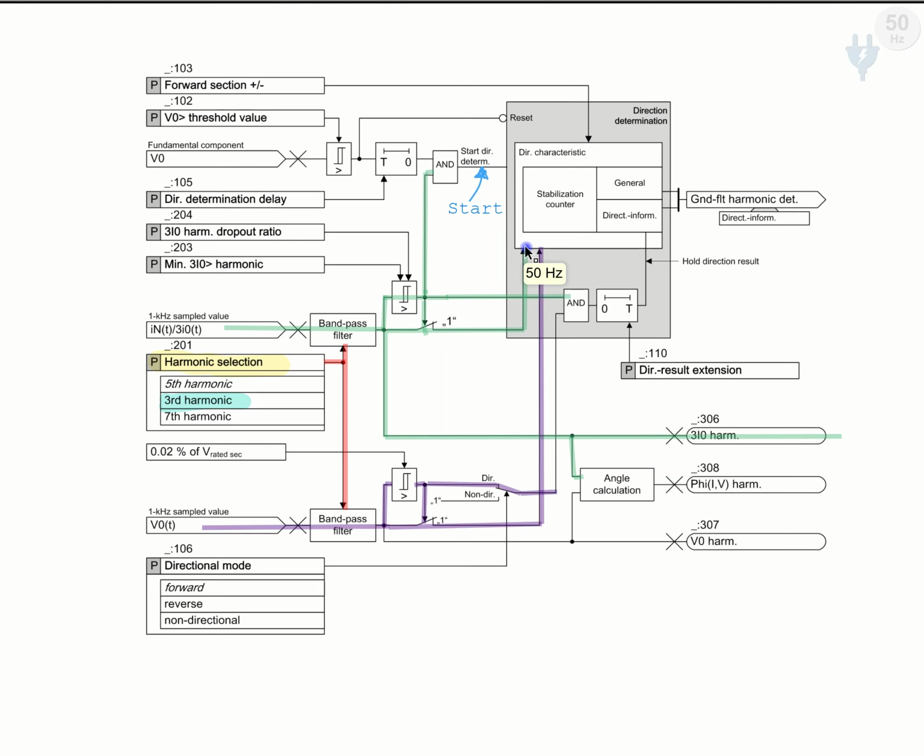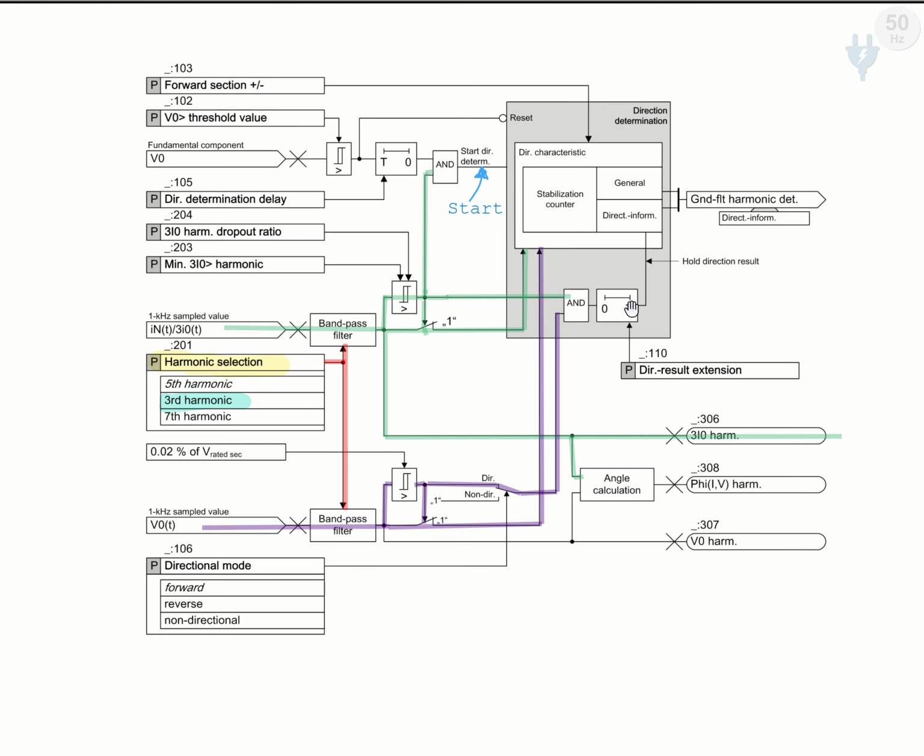Another directional and non-directional selection also applies to the holding. If we select non-directional, our signal will not be held. Why we hold it, we'll discuss later on. And when it is directional, from the zero sequence current, the third harmonic of zero sequence current, and the third harmonic of zero sequence voltage, now the AND gate is on, it goes for the directional result extension.